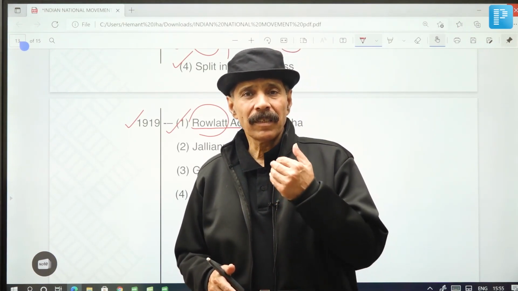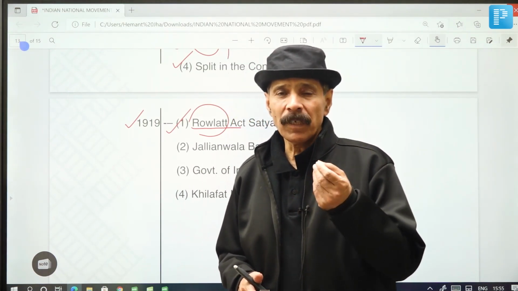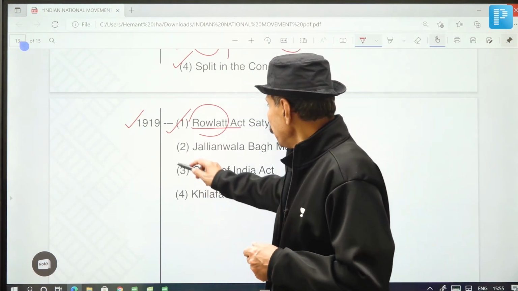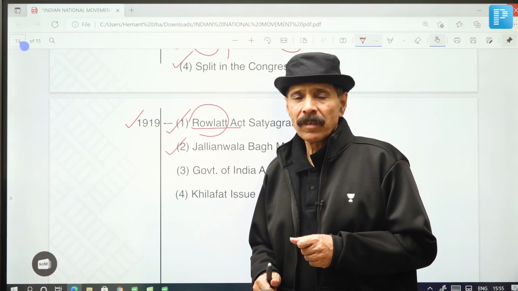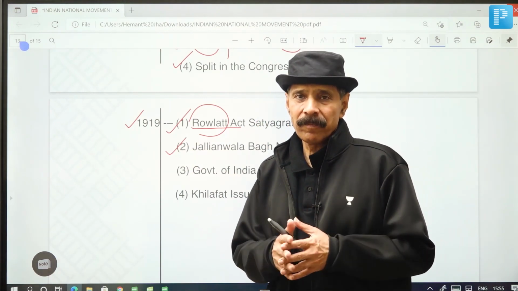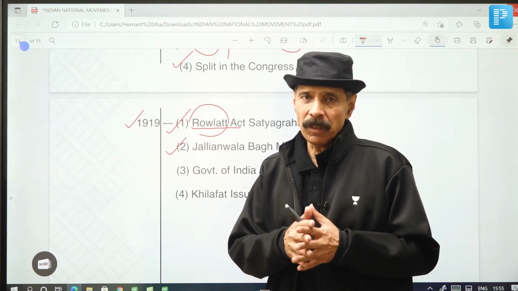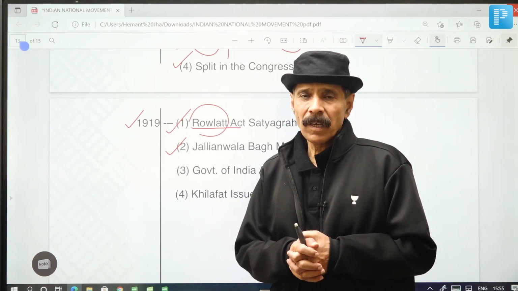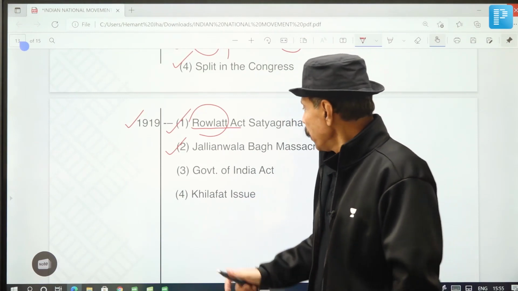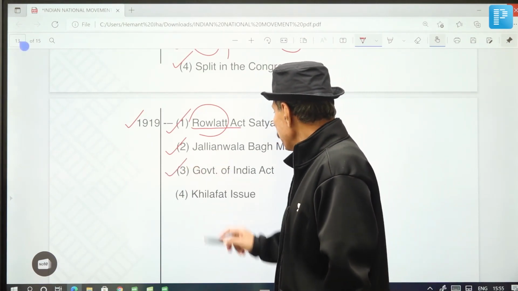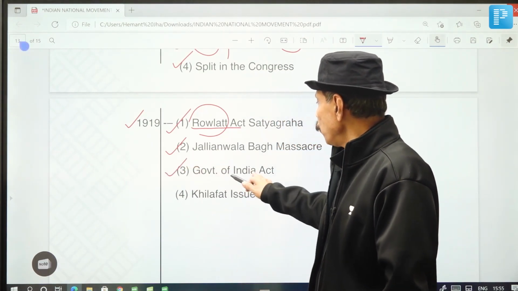And in Punjab, this led to one very tragic event, that is number 2, Jallianwala Bagh Massacre. Britishers killed a huge number of innocent people. And after this, Rowlatt Act Satyagraha was withdrawn. Next is Government of India Act 1919 was passed.